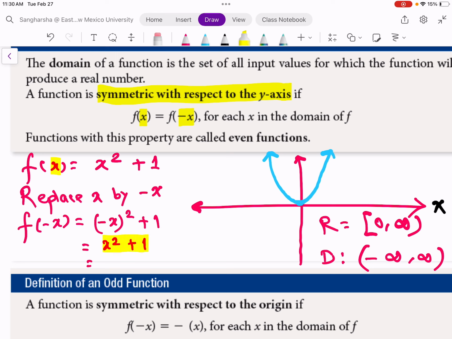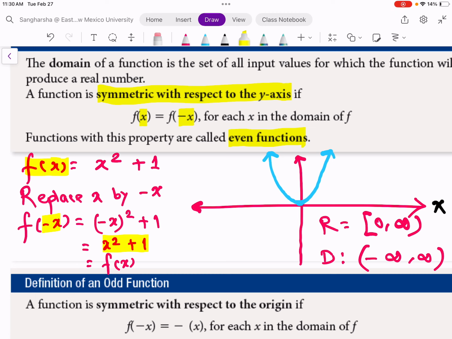x squared plus 1 is f of x, right? So after replacing x by negative x, we get the same function. It means this function x squared plus 1 is symmetric with respect to the y-axis. So for a function, if x and negative x are in the domain, then the function is symmetric with respect to the y-axis. And this kind of function is also called an even function.